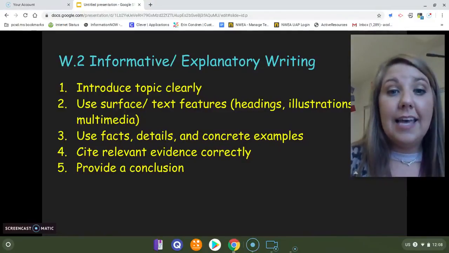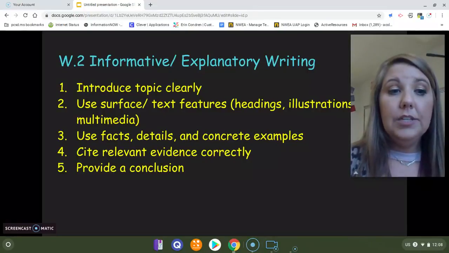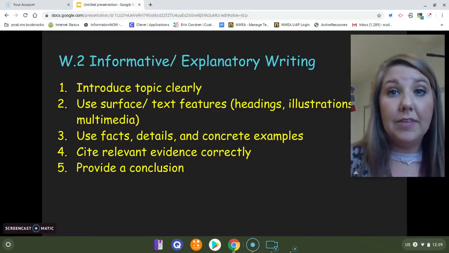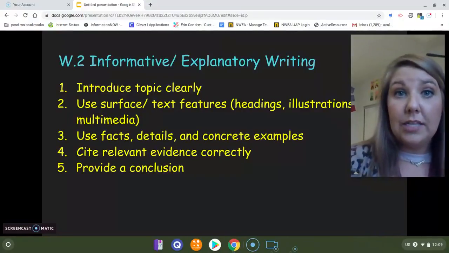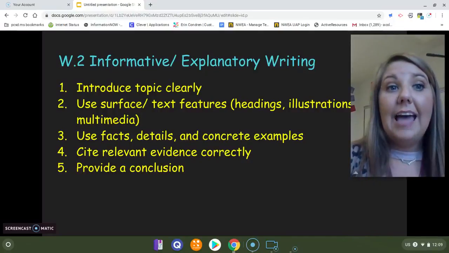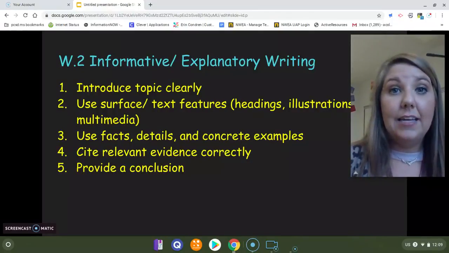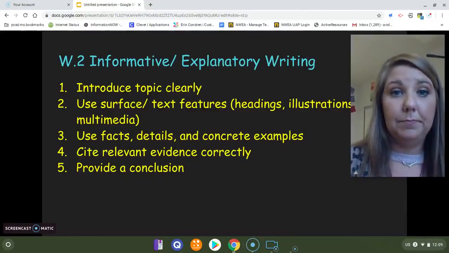Use facts, details, and concrete examples. You want to use real examples in your writing. Number 4 says cite relevant evidence correctly. You want to make sure that your evidence is relevant to what the question is asking, and you want to make sure that you cite that correctly in your essay. At the end, you want to provide a conclusion for your reader to sum things up.